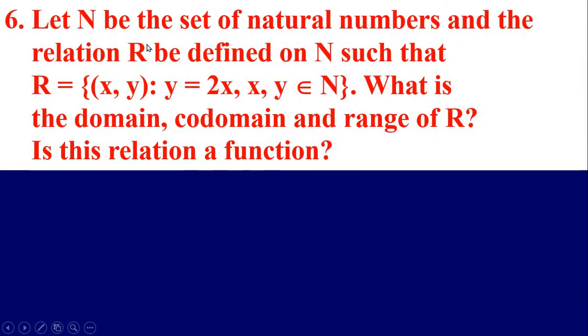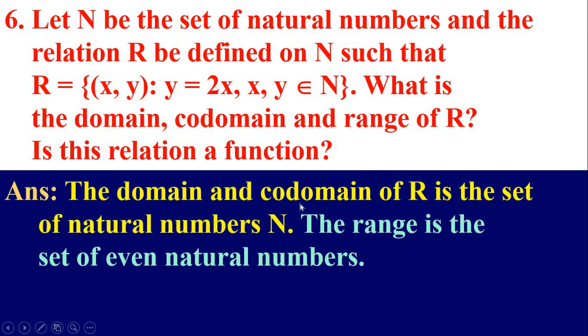Next problem: let N be the set of all natural numbers and the relation R be defined on N such that R equal to the set of all (x, y) such that y equal to 2x for all x, y belongs to N. What is the domain, codomain and range of R? Is this relation a function? Here it is given y equal to 2x for all x, y belongs to N. We have to check whether this relation is a function. Also we have to find the domain, codomain and range of this relation.